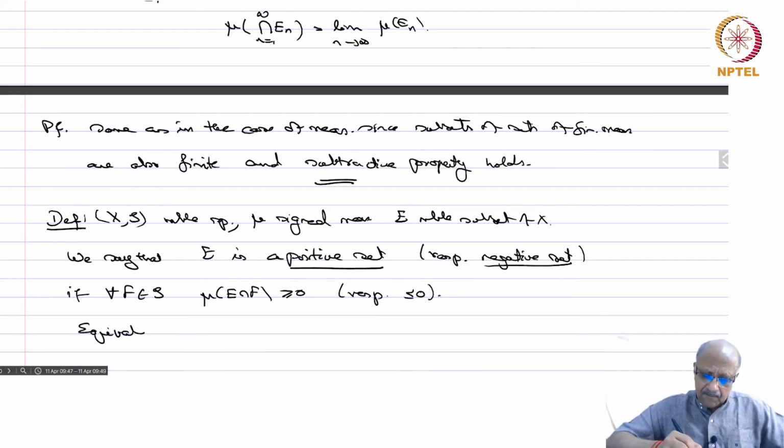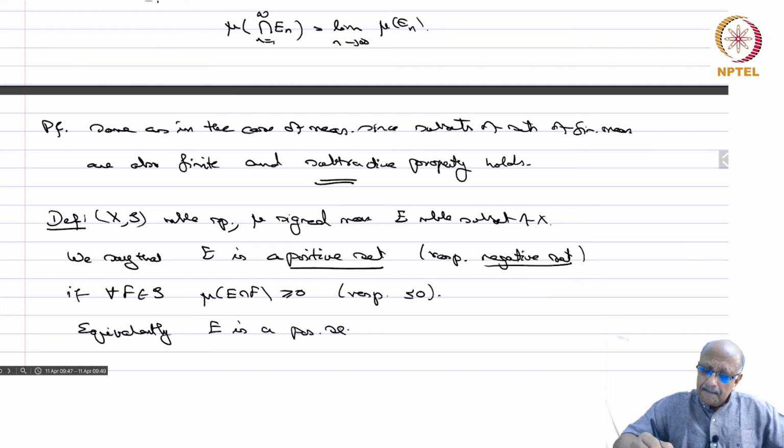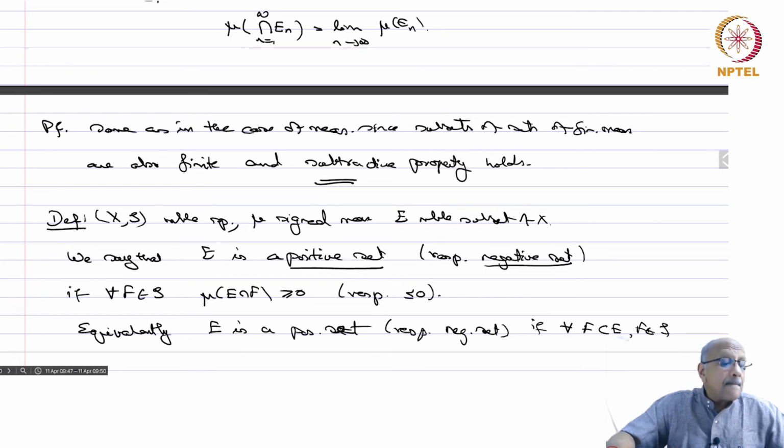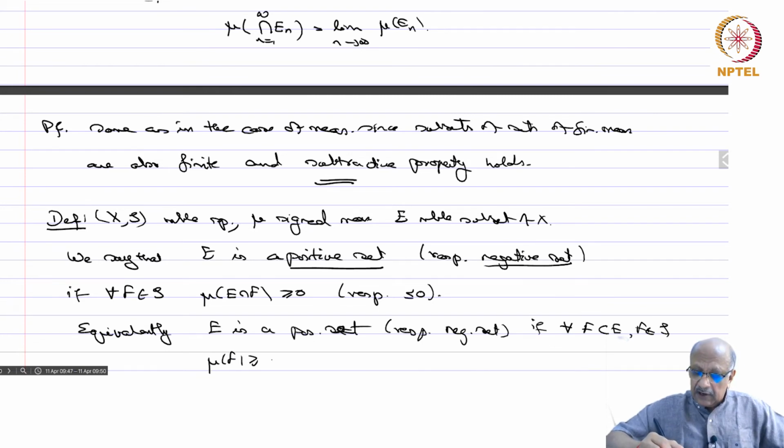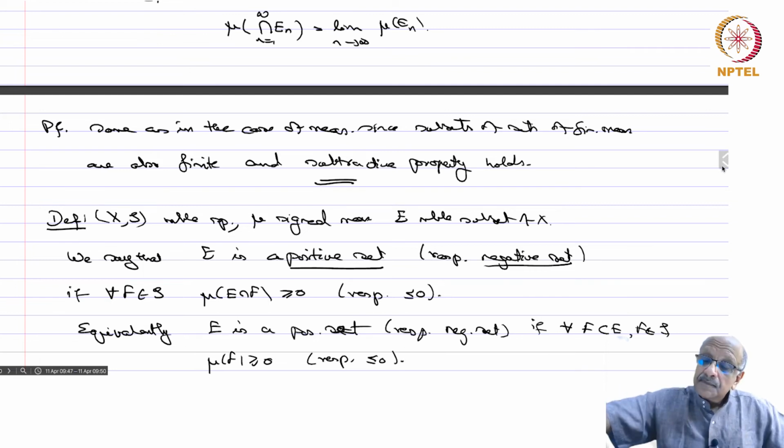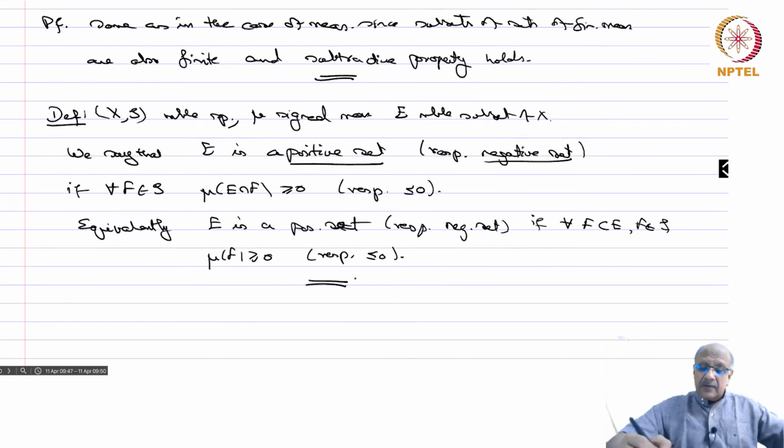Equivalently, E is a positive set, respectively negative set, if for every F contained in E, F measurable, mu F is greater than or equal to 0, respectively less than or equal to 0. Okay. So a positive set means a set of positive measure and all its subsets have positive measure. And similarly for negative.